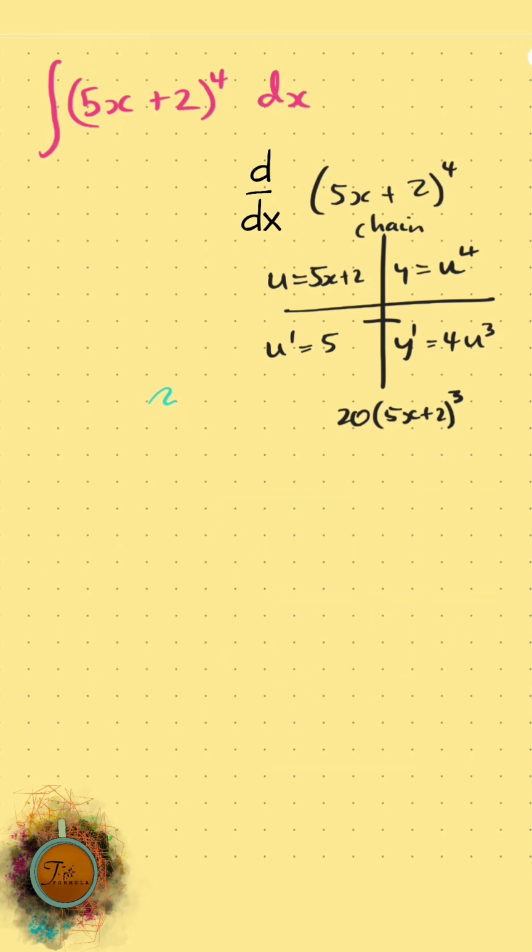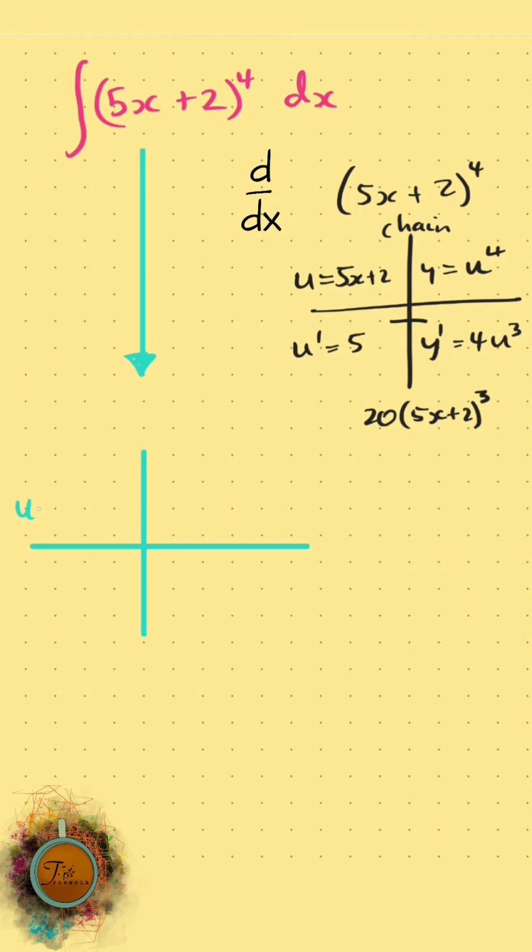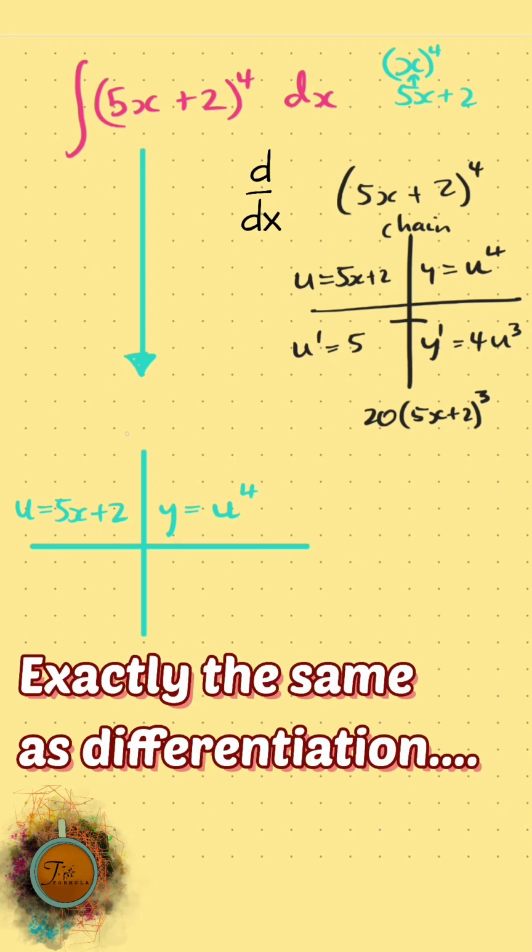So with the new method, we still draw ourselves a merry little table. The difference here comes in a second. It's still 5x plus 2 is u. We're still noticing that we have a function inside a function, x to the 4 and 5x plus 2. And you can see that the 5x plus 2 has gone into the x to the 4. And the overall function we'll call y to be now u to the 4. Okay, so far exactly the same as before.